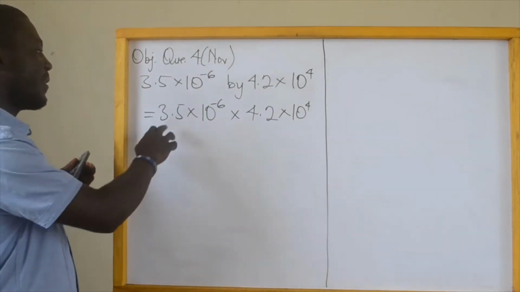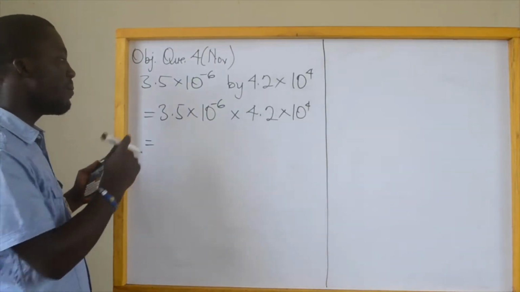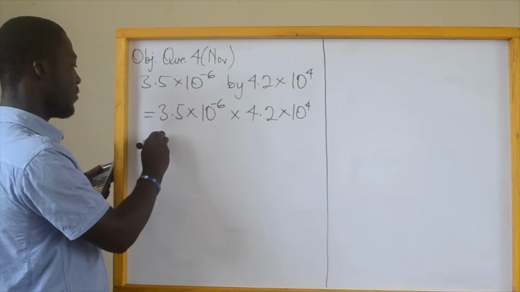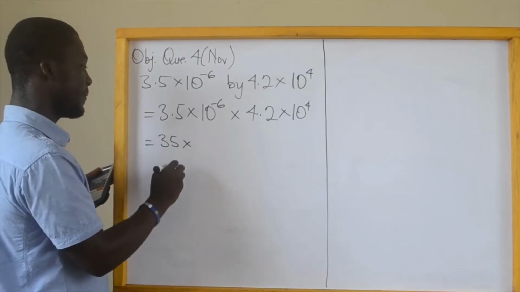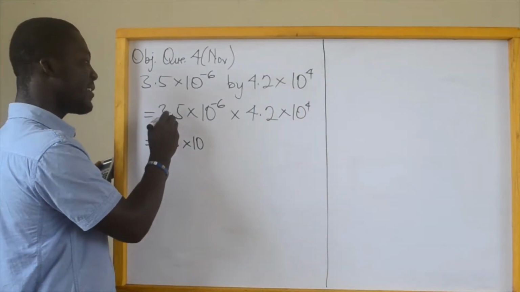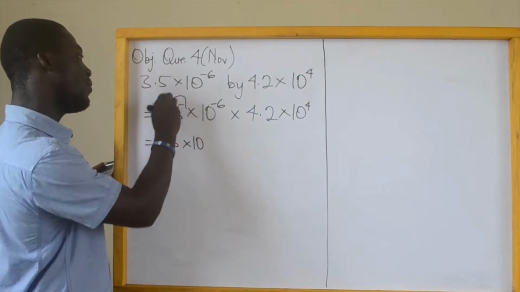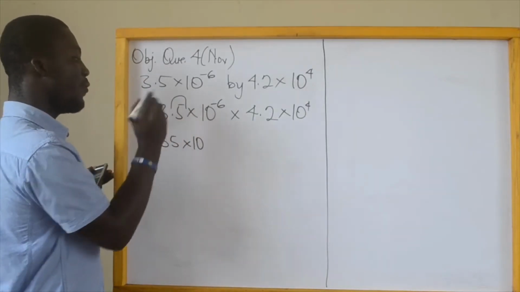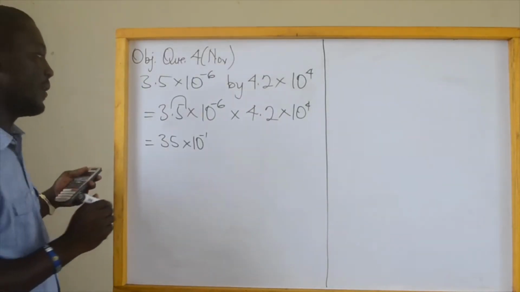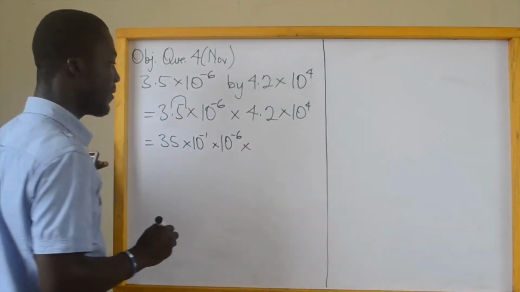Let's rewrite the 3.5 in a different form that will make the 3.5 a whole number. So we are going to get 35 times 10. And when we stand at where the decimal point is and move to here to include the 5 to the 3, we moved once, so we are going to use negative 1, times 10 raised to the power negative 6, times.